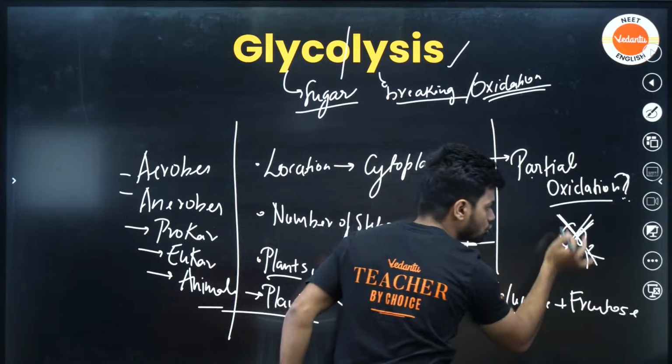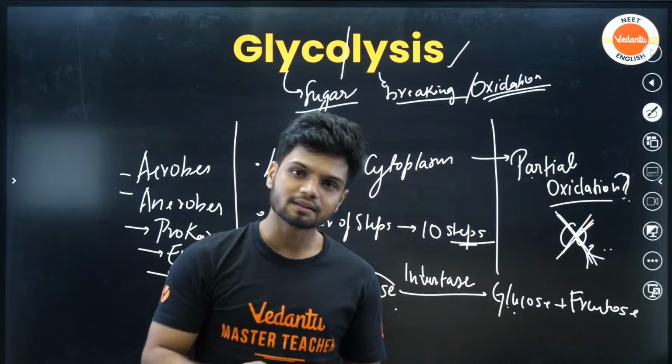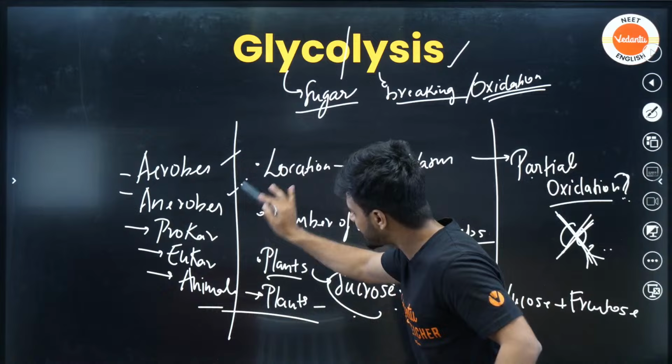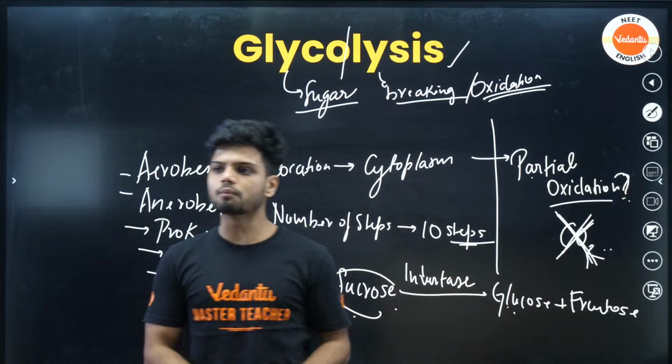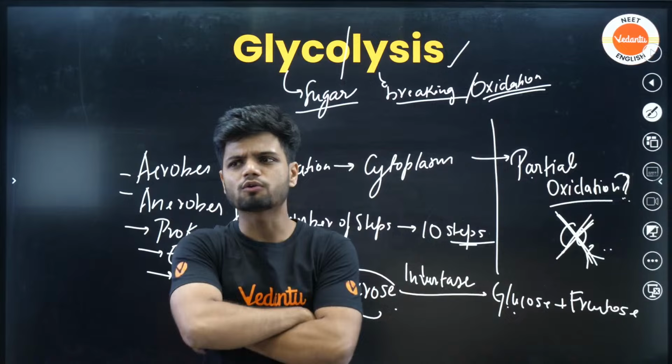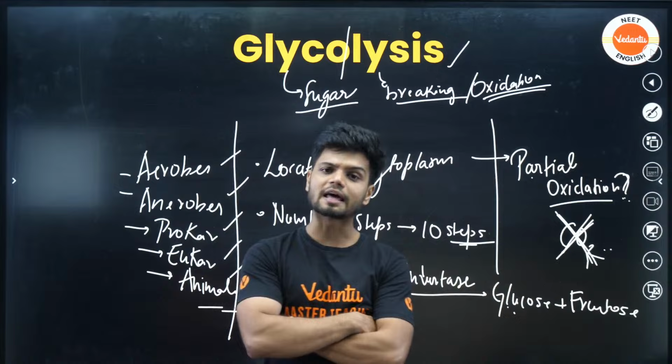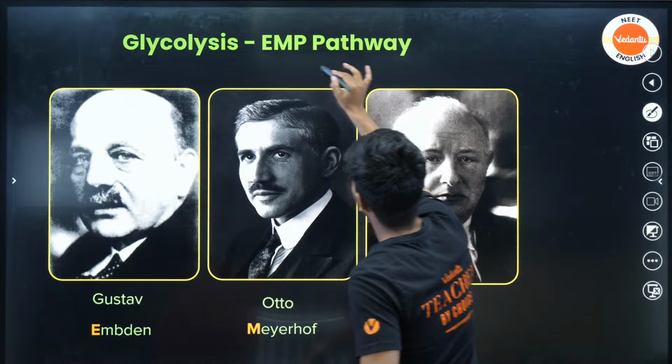The next question which can come, sir, is where does this process of glycolysis happen? Remember students, it happens in aerobes, anaerobes, prokaryotes, eukaryotes, as well as animals and plants. Every single place, glycolysis takes place. That is the beauty of glycolysis. Now one more question: what is the other name of glycolysis? Can anyone in the chat tell me? The answer is the EMP pathway. Glycolysis is also called the EMP pathway.